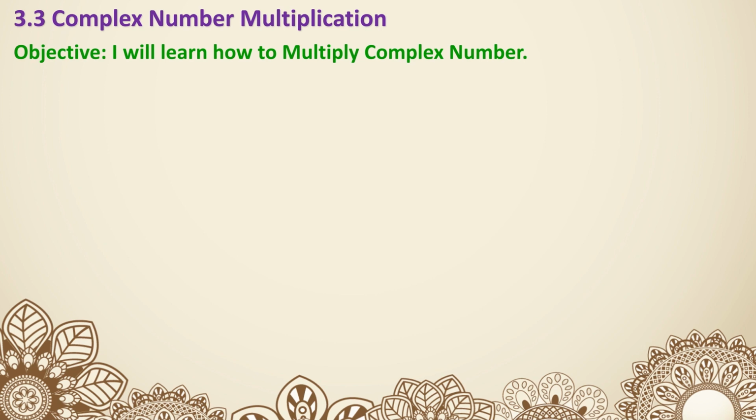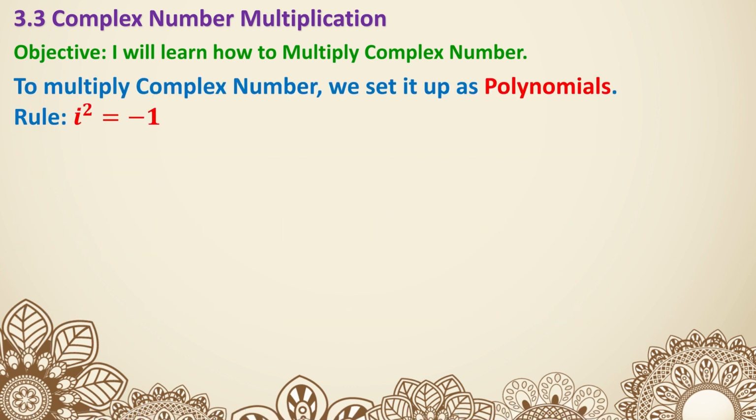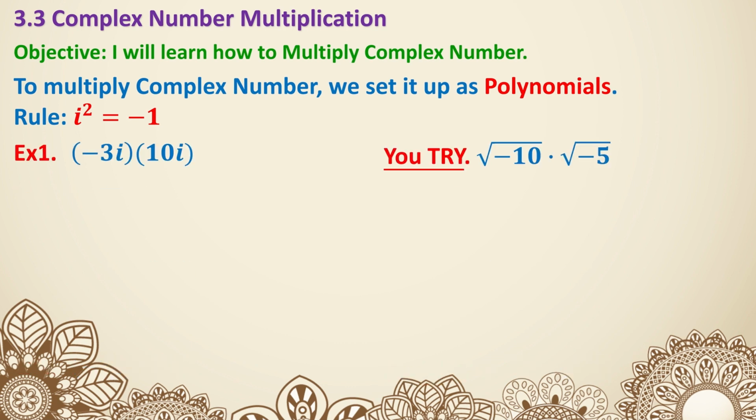In the addition and subtraction lesson, we learned that we can treat i just like an x. Here, it's the same thing, except for one little extra rule. To multiply complex numbers, we set them up as polynomials. The rule here is i squared equals -1. So let's have a look at some examples.